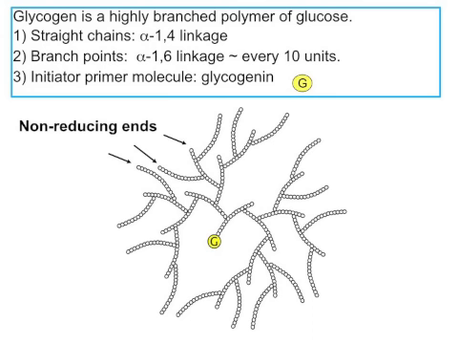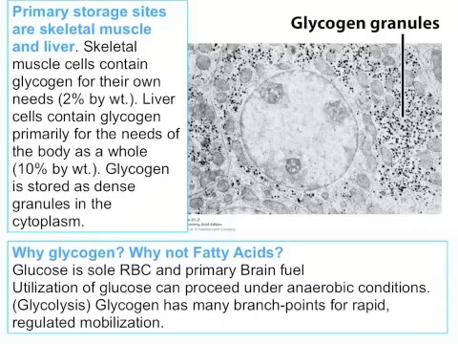Glycogen also includes an initiator primer molecule, and this is called glycogenin. This is shown by a yellow circle with the letter G in it. This polymer has directionality, such that the reducing ends are attached to glycogenin and the beginning of branches, and the non-reducing ends are found at the ends of branches. And so, when glycogen is mobilized, this mobilization occurs at the non-reducing ends, and additional monomers are added to the non-reducing ends. Now, the primary storage sites for glycogen are the skeletal muscle and the liver.